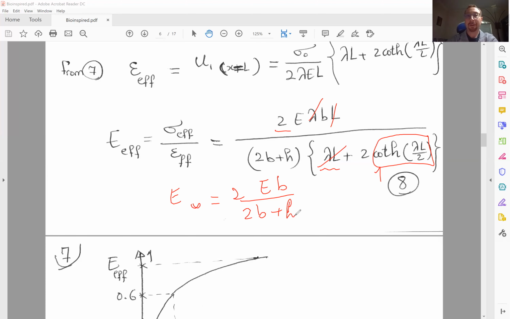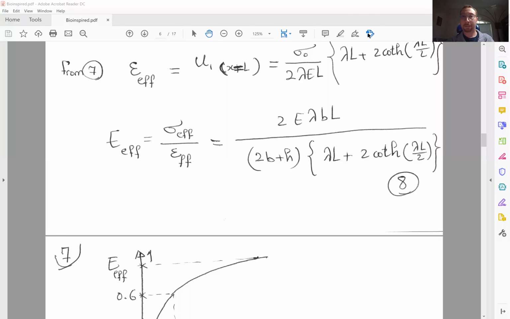So the effective elastic modulus will approach 100% at very long overlap length, approaching that of the brick, because you can imagine that if H is much smaller than B, then this can approximately be equal to the elastic modulus of the mortar. So I'm going to stop this video, and we are going to continue in the next video.